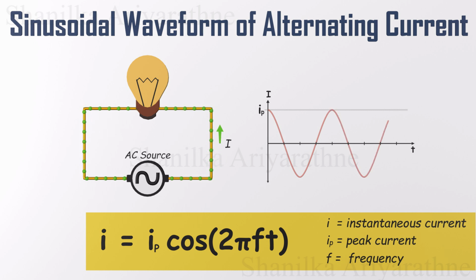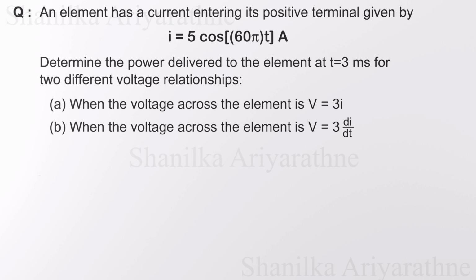To better visualize AC, we often imagine it as the projection of a point moving in a circle. This circular motion helps us understand how voltage or current fluctuates in a predictable, wave-like manner. So why does all of this matter? Let's bring it back to our problem.